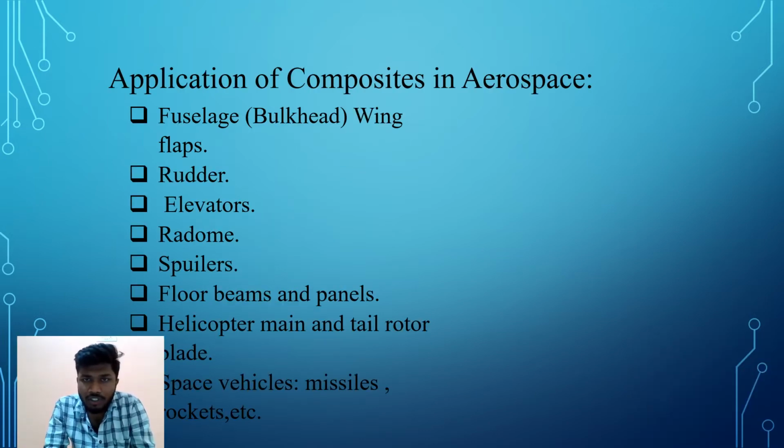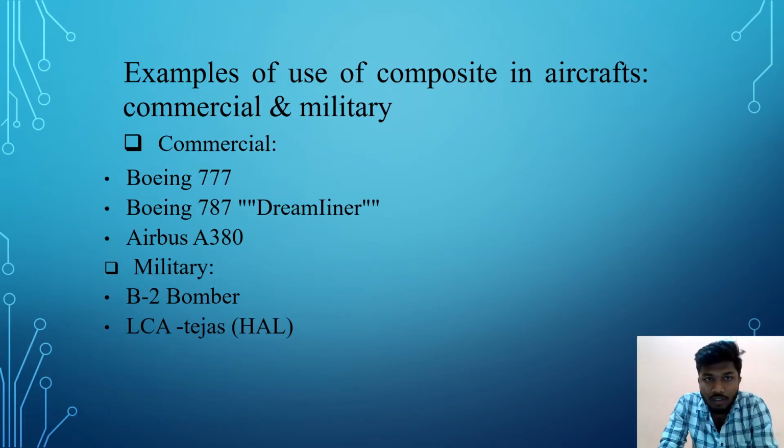Applications of composites in aerospace are the fuselage. We build fuselage structures from composite materials, and also the wing flaps, radomes, elevators, rudders, floor beams and panels, helicopter main and tail rotor blades, space vehicles, missiles, rockets, etc. They are made from the composite materials we are using in the aerospace industries.